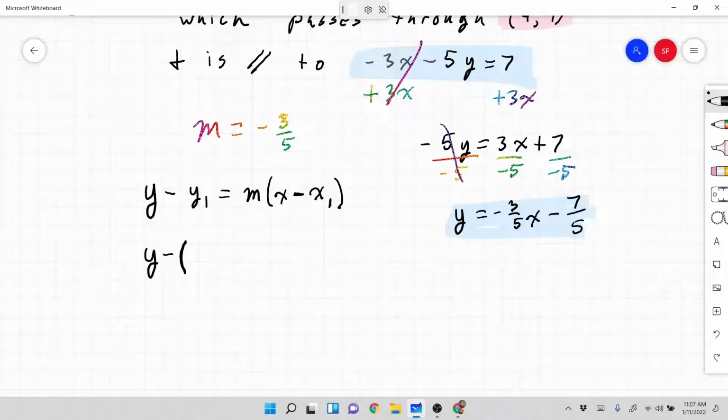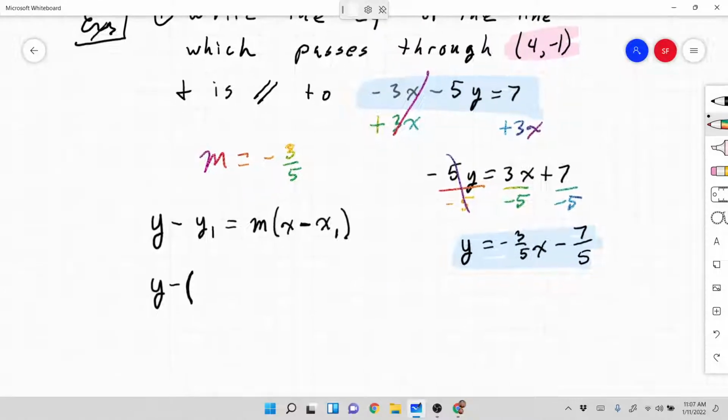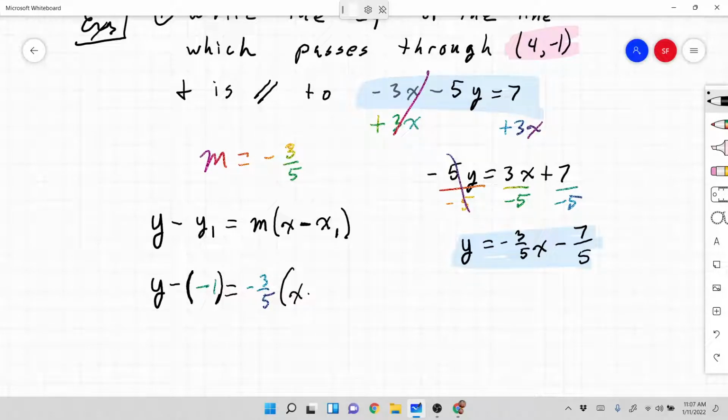Then you'll be fine. What are we going to plug in right here? Negative 1. What are we going to plug in right here? Negative 3/5. Sounds great. What are we going to plug in right here? 4.